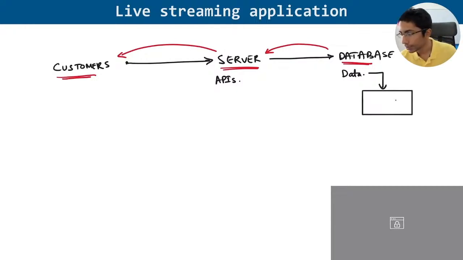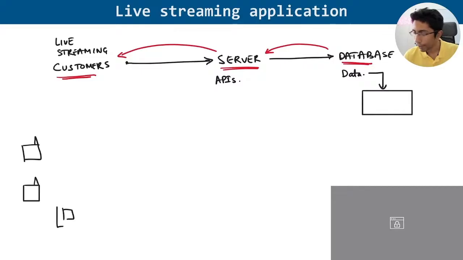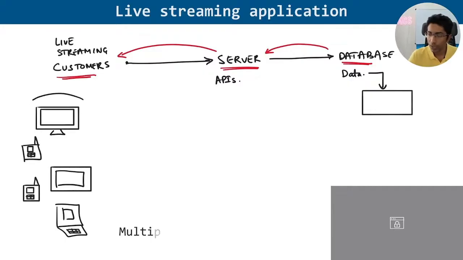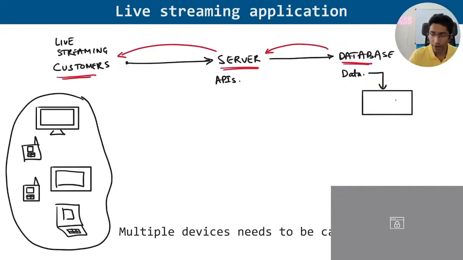Okay, in our case, customers are live streaming customers. So they may be streaming from their cell phones or laptops or the TV. And we can't assume which device is being used more often. In certain countries, you'll have certain devices being used more. There could also be a tablet, of course, from which they're streaming this video. But you see that there are multiple devices which need to be catered to.